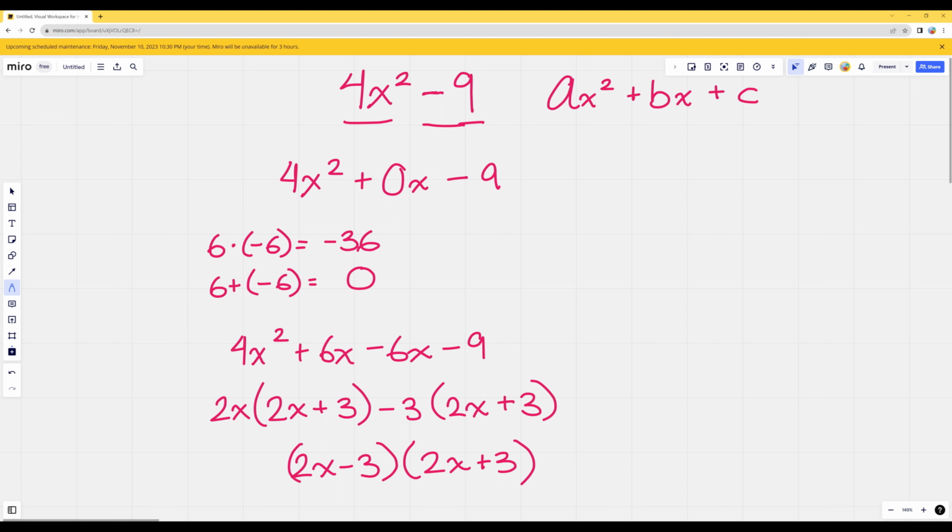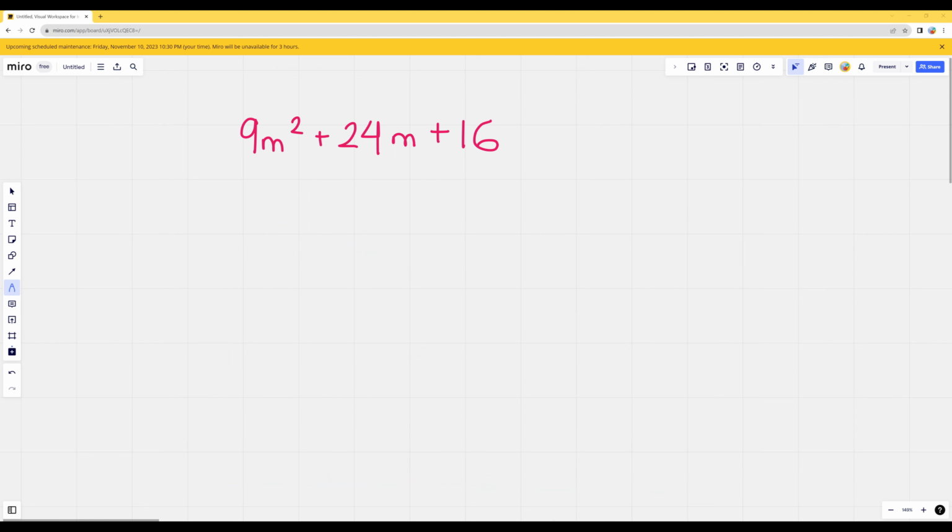Now let's take a look at these two sets of brackets. Their numbers and variables are the exact same. However, in between, the signs are opposites. One is minus and one is plus. Hence the name difference of squares, because when you multiply this out or expand it, you're going to be left with a minus 9. Here we have another example, this time with a middle term.